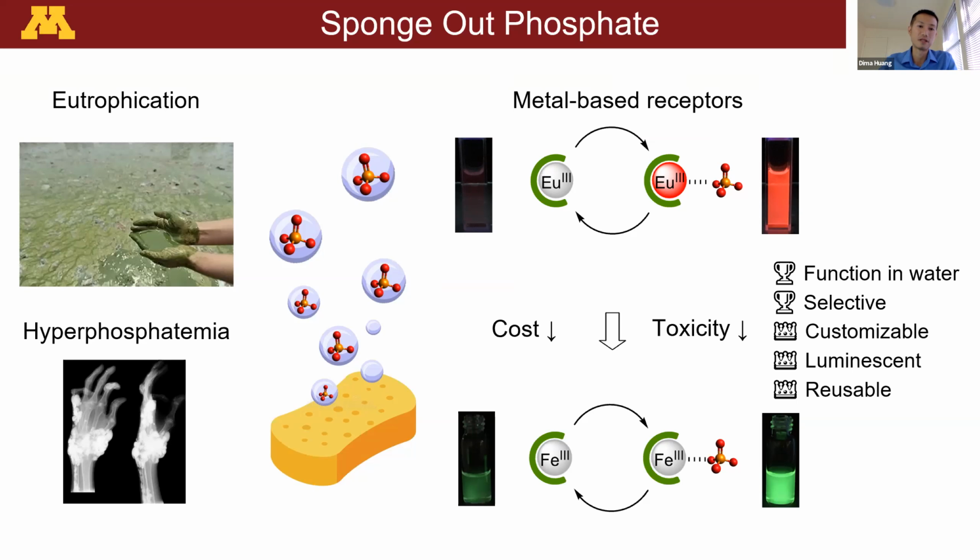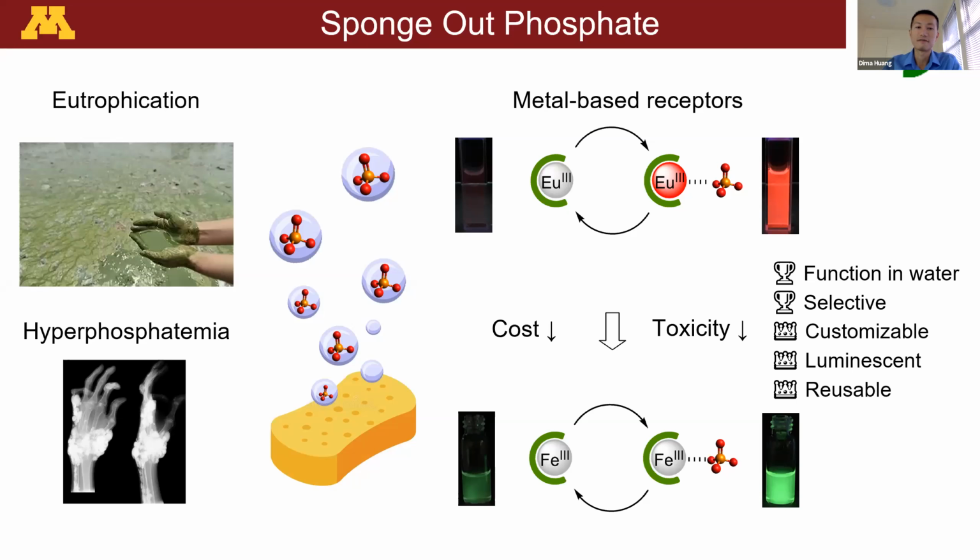It is therefore critical to manage phosphate levels. Current methods are either inefficient or costly. Furthermore, most of the developed phosphate receptors do not work in water or lack selectivity for phosphate in the presence of interferences, which are the most important criterion for phosphate remediation. Our research has therefore been focusing on developing metal-based receptors that can sponge out phosphate.